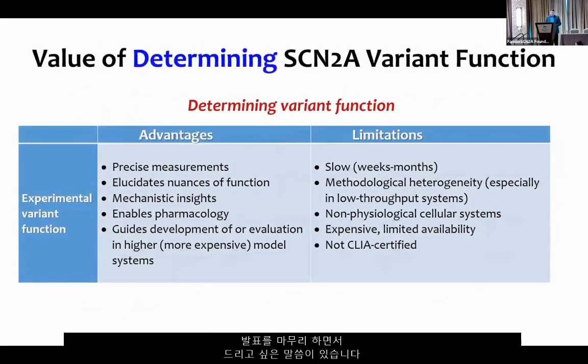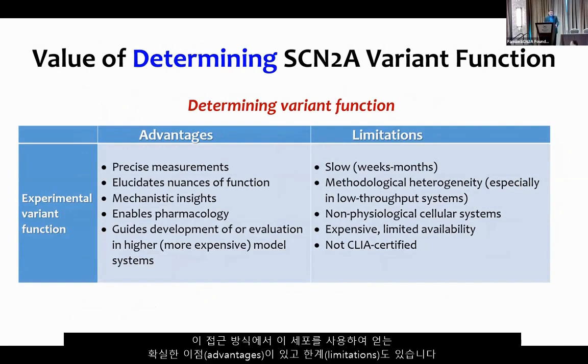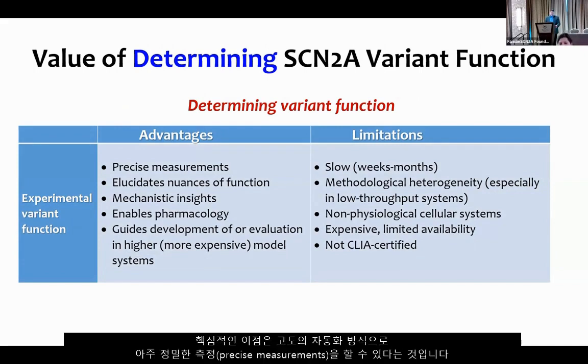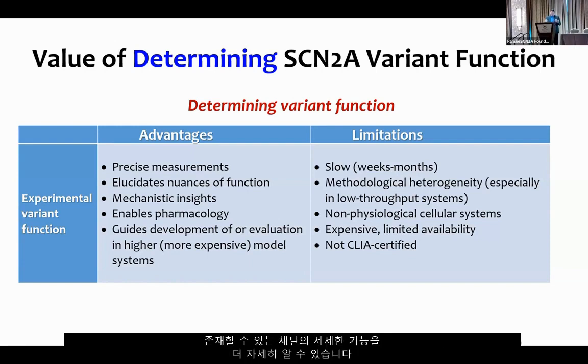The last thing I want to finish with is that these are experiments that are done not in neurons. They're done in another kind of cell that allows easy manipulation in the laboratory. There are some definite advantages to using these cells and this approach, and also limitations. The key advantages are you can make very precise measurements in high throughput fashion. You can really understand subtle nuances of function, not just gain and loss, but the more detailed channel behavior that's present.